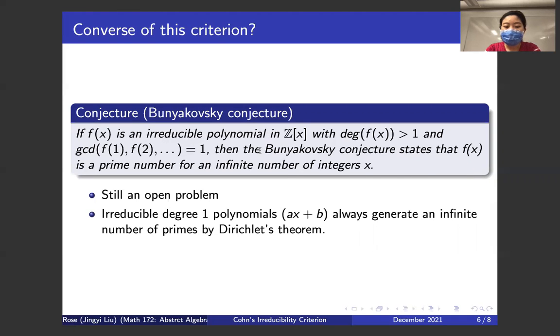But this conjecture has not been fully proven, and it is still an open problem. But what we do know is that irreducible degree 1 polynomials of the form ax plus b always generate an infinite number of primes by Dirichlet's theorem, which I think is very interesting.